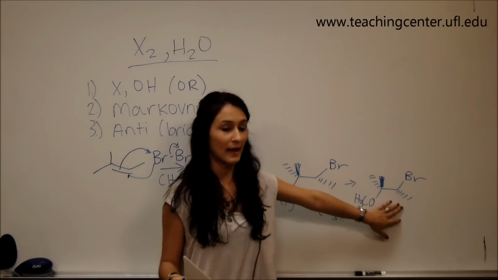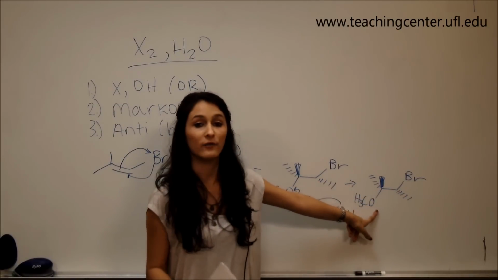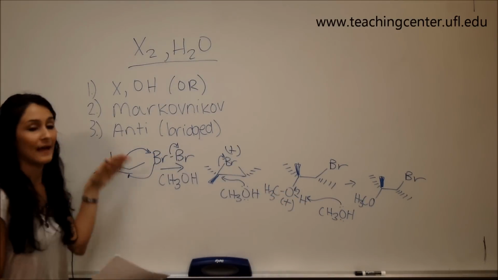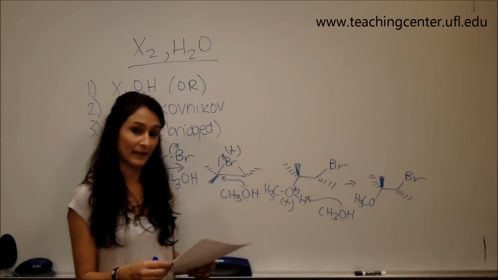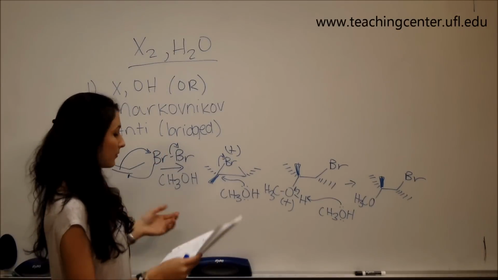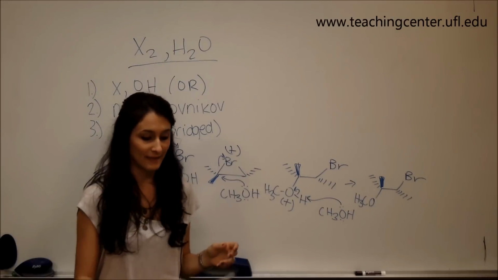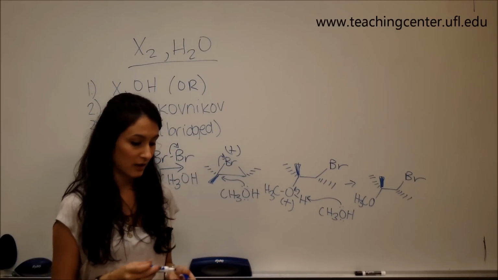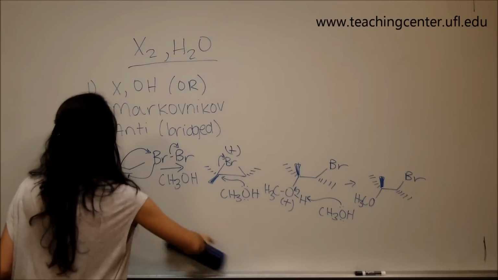This is adding anti, so they add to opposite sides of where the double bond used to be. Okay, so this is adding anti. In the last example that we did, it did add anti as well. And it goes through a bridged intermediate. All right, that's it for hydrohalogenation. We're going to move on to oxymercuration reduction.